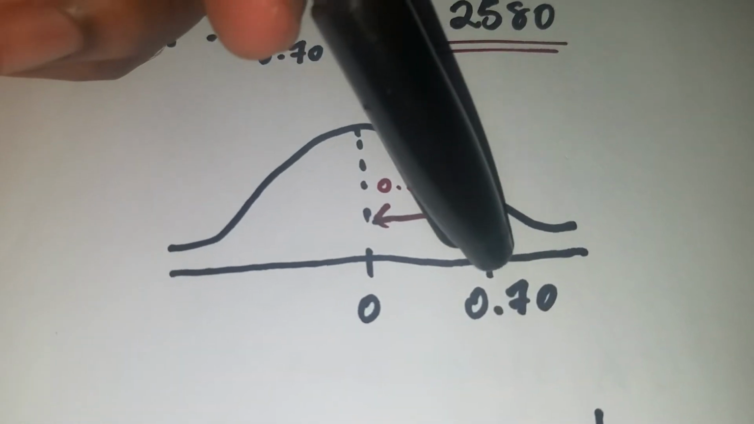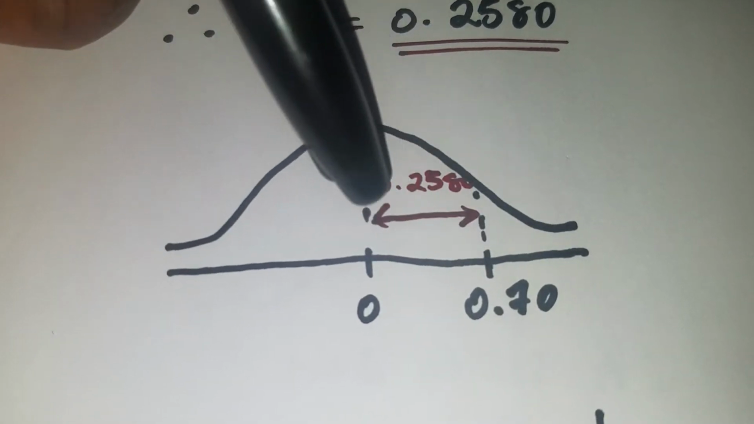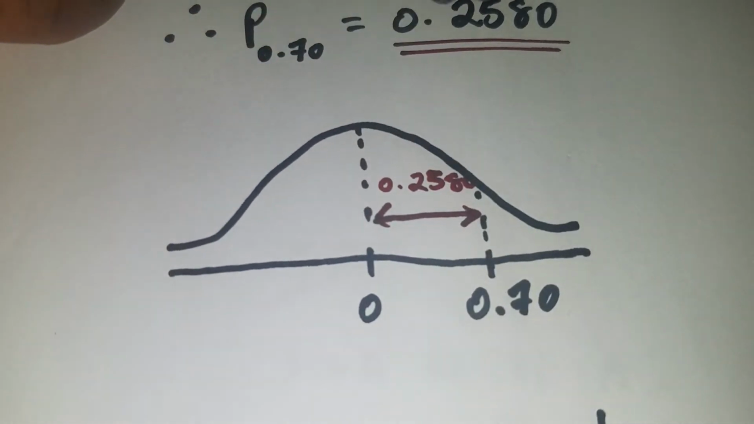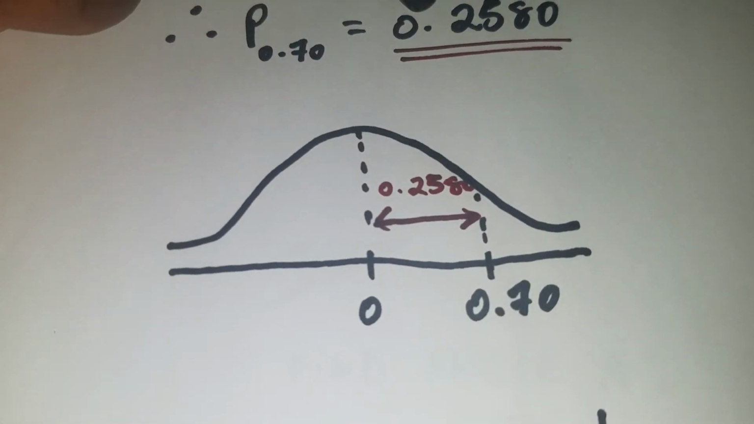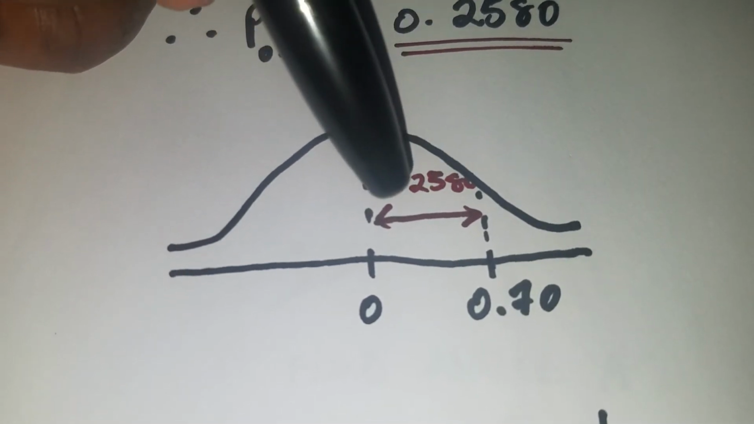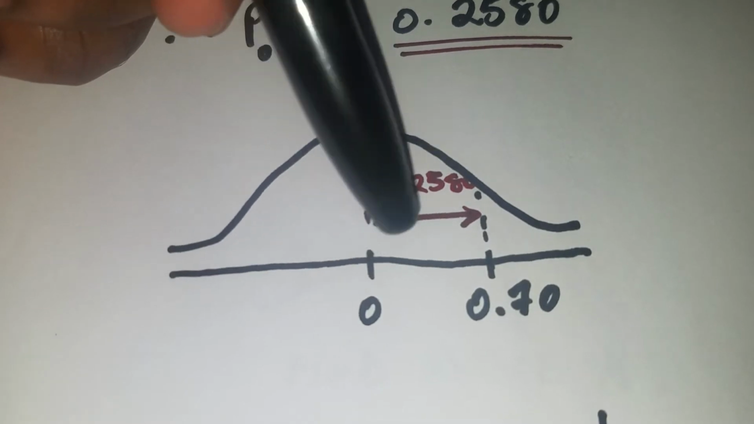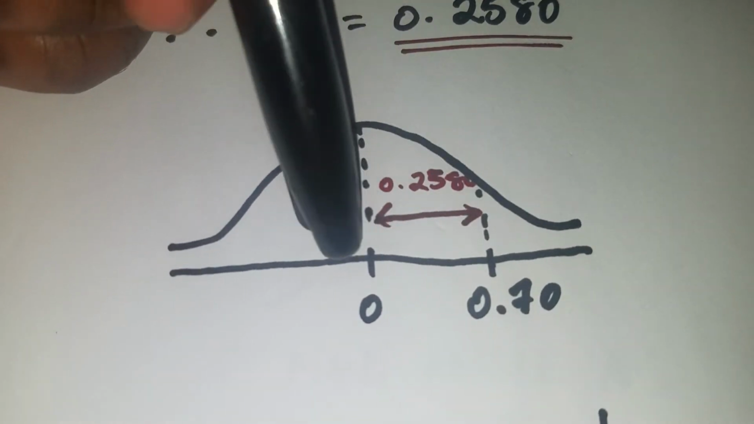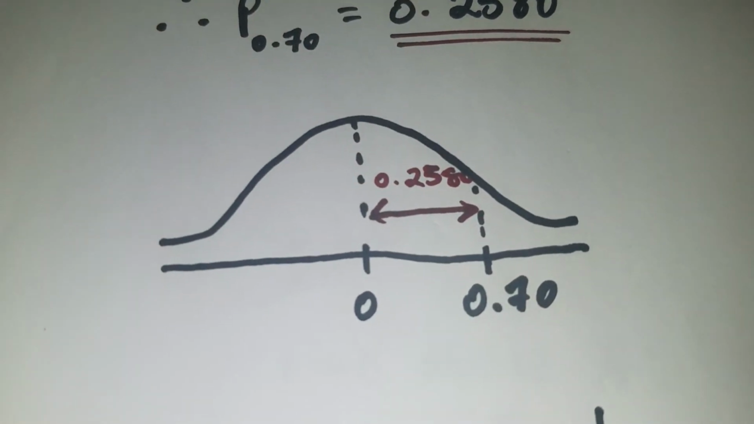The 0.70 obviously would be on the right side because it's greater than 0. And then we will just fill in the probability of 0.2580 right here. Remember, it will always occupy the space that is from 0 to the Z score. From 0 to the Z score, the space in between is where the probability will be.